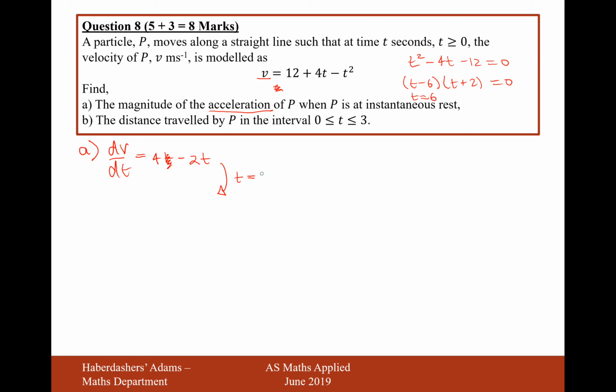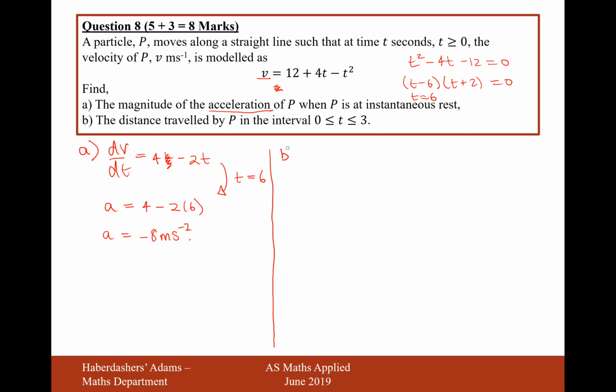So we need to plug in t equals 6, so therefore the acceleration is going to be 4 minus 2 lots of 6, so 4 minus 12, which is minus 8 meters per second squared. Okay, tricky little question, that one.